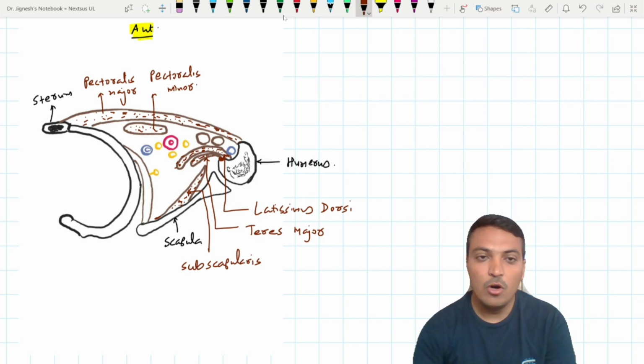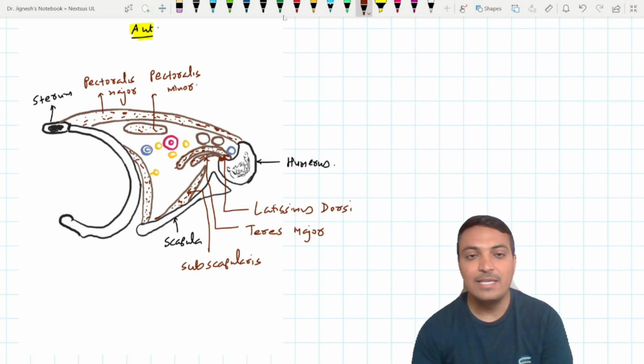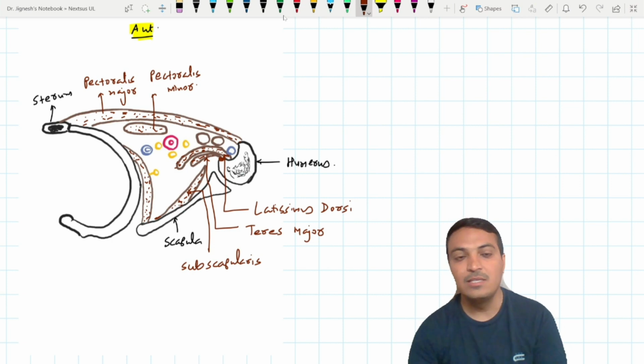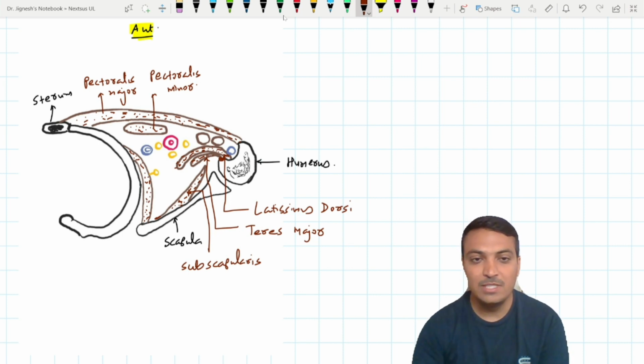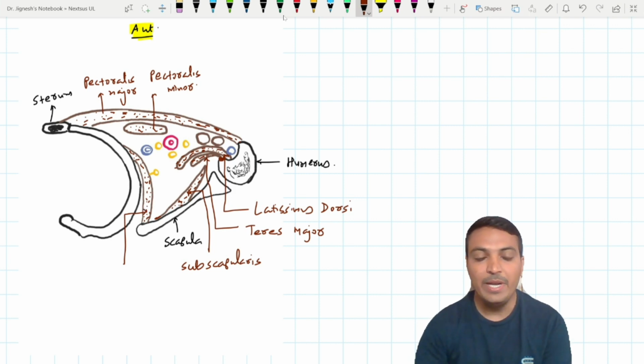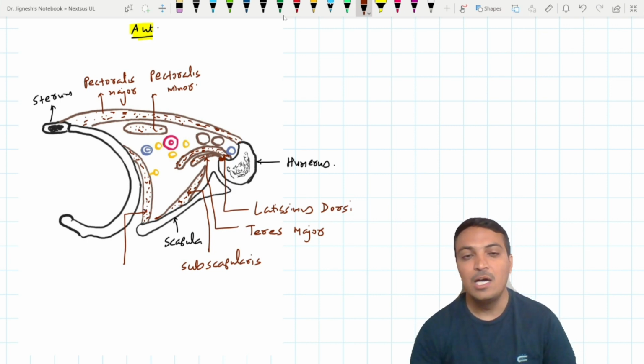The medial wall of the axilla is going to be formed by this muscle, and this is the serration of the serratus anterior muscle, having 8 serrations, which are going to insert over the scapula on its medial border on the ventral aspect. So the serratus anterior muscle is going to form the medial wall of the axilla.